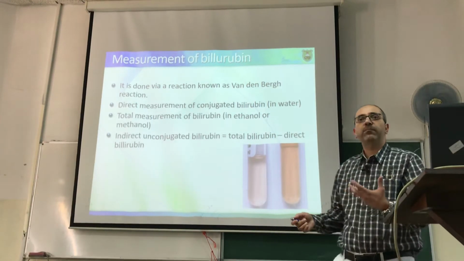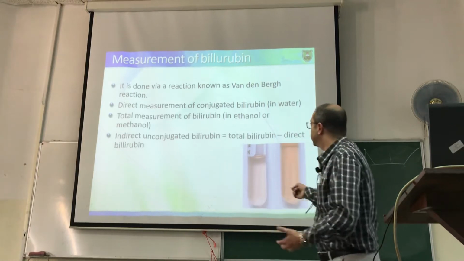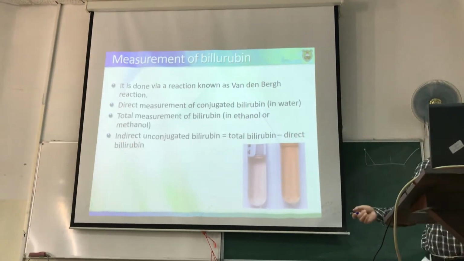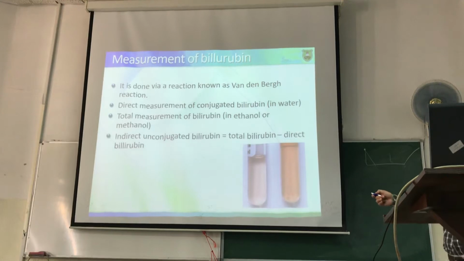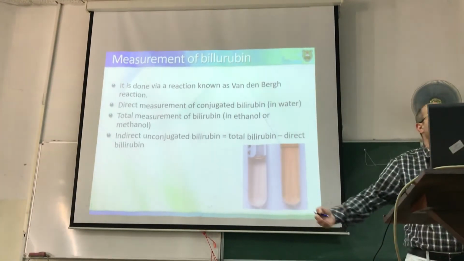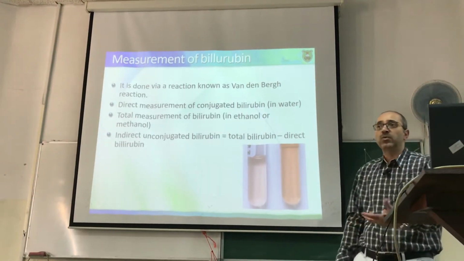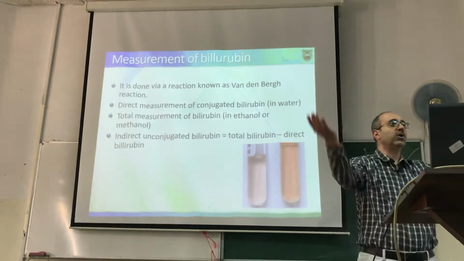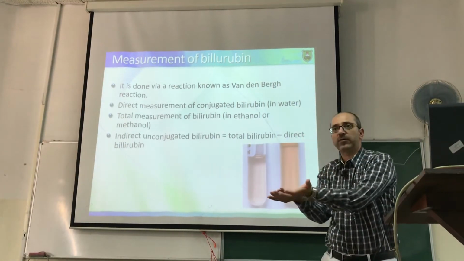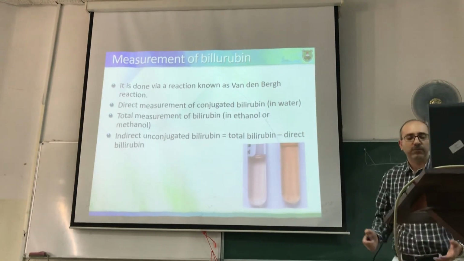Now, this is how we can measure how much free or unconjugated bilirubin there is, by subtracting total bilirubin minus direct bilirubin. The idea of direct and indirect is that direct bilirubin is the conjugated bilirubin, because we can measure it directly. Indirect bilirubin is the unconjugated bilirubin, which we can measure by measuring total bilirubin and the direct bilirubin, that is the conjugated bilirubin. Okay? This is how we can measure bilirubin.